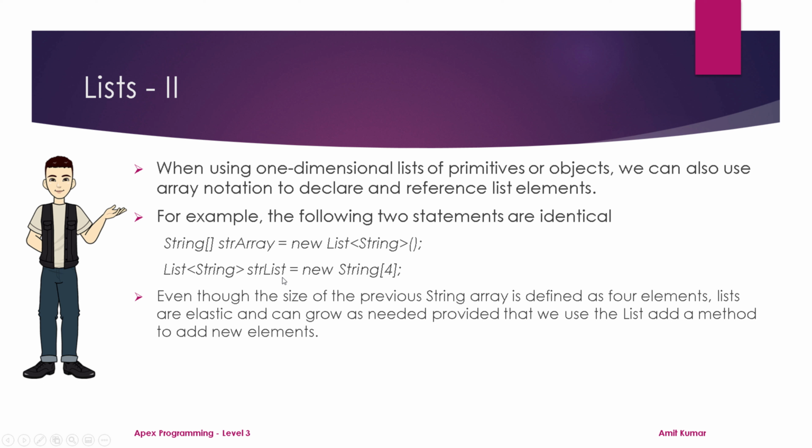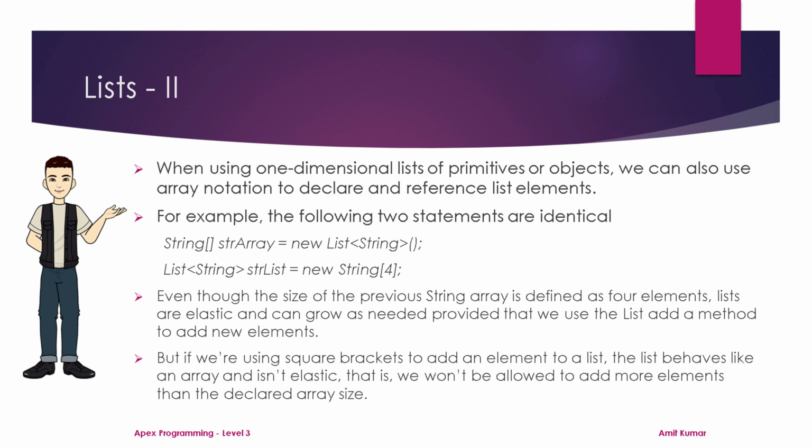But make sure while adding the elements you should use the add method and not the array way of assigning value. And we will see the difference of using an add method and using an array while adding a value in the practical session of this video. If we are using square brackets to add an element to a list, the list behaves like an array and it is not elastic at that time. That is, we won't be allowed to add more elements than the declared array size.